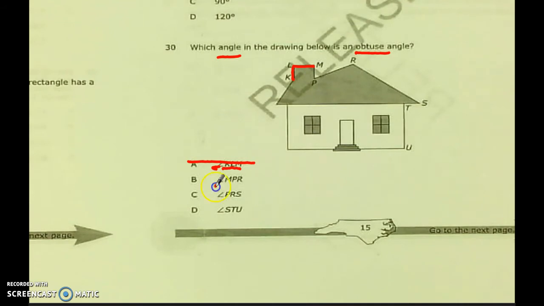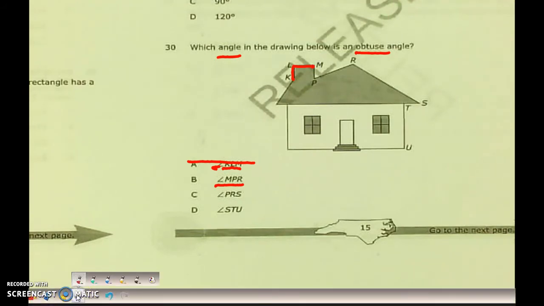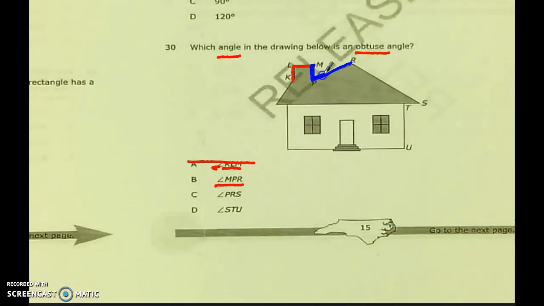Then it says angle MPR. M, do a different color. So MPR, and we can see that this angle right here is less than 90. So that's an acute angle, and we're looking for an obtuse.